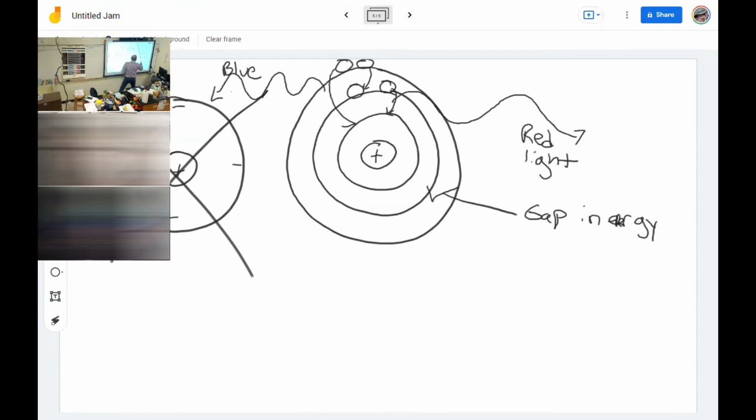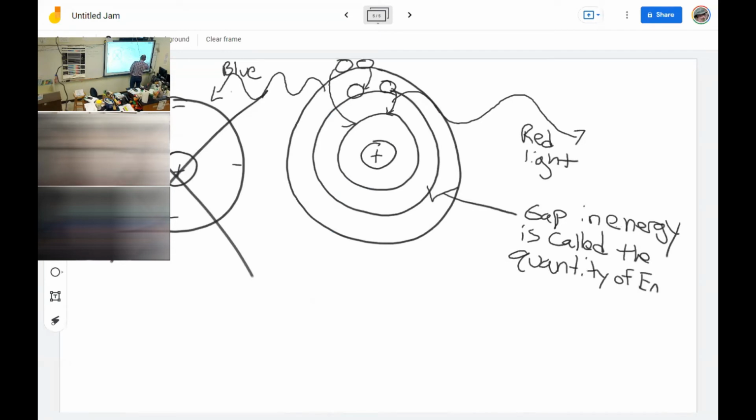Let me rewrite that. The gap in energy is called the quantity of energy, or in Latin, quantum. And that's the first time we see the word quantum come into chemistry.